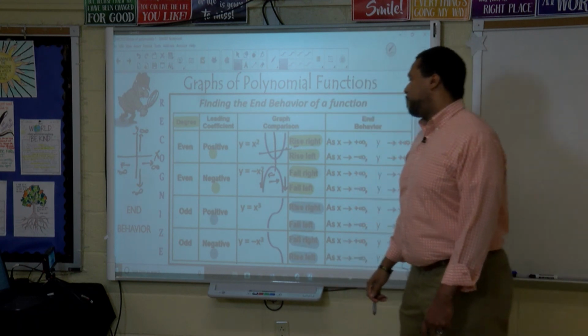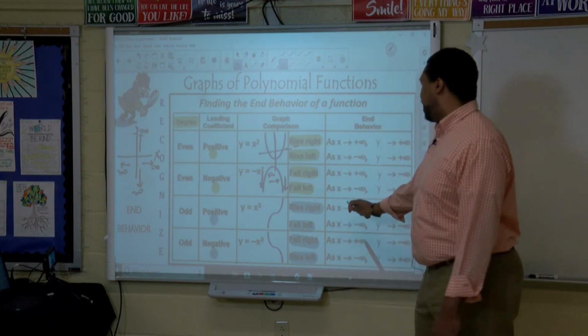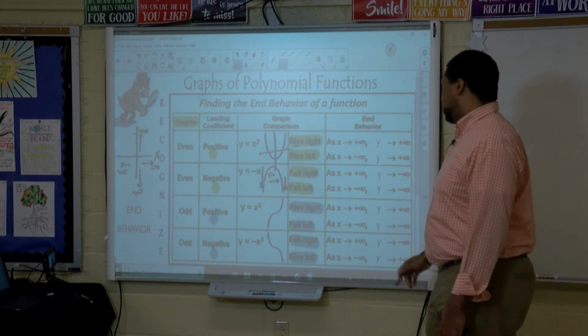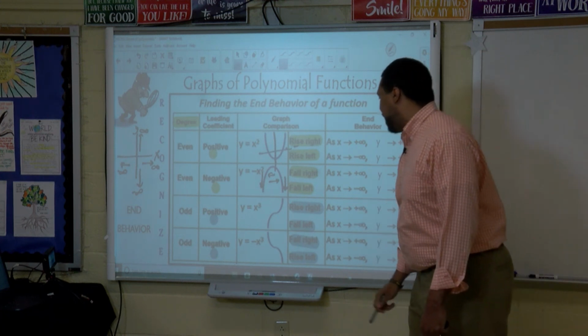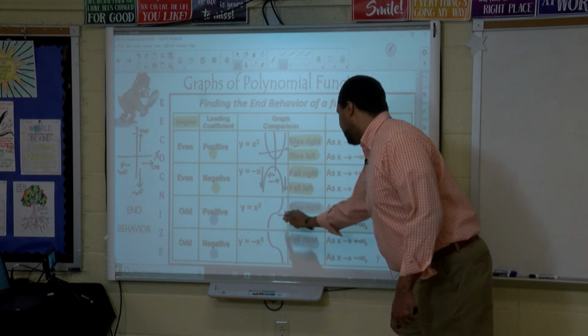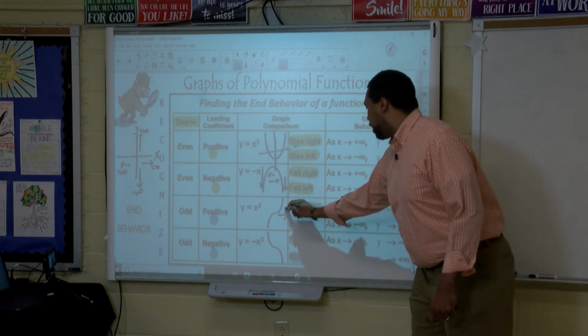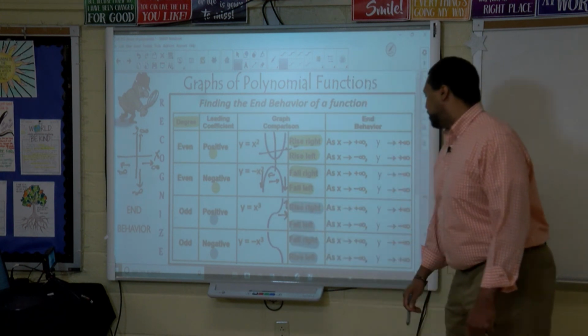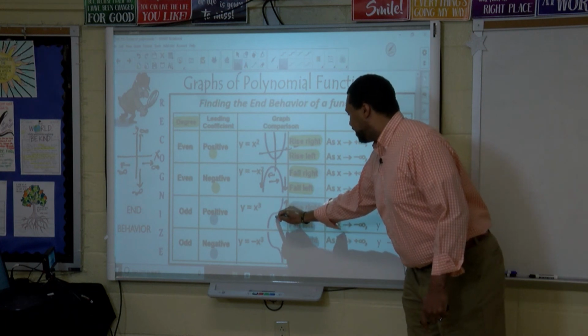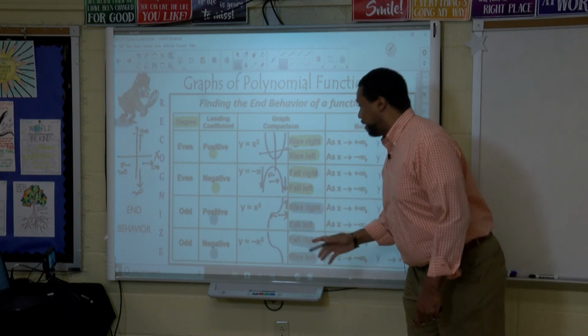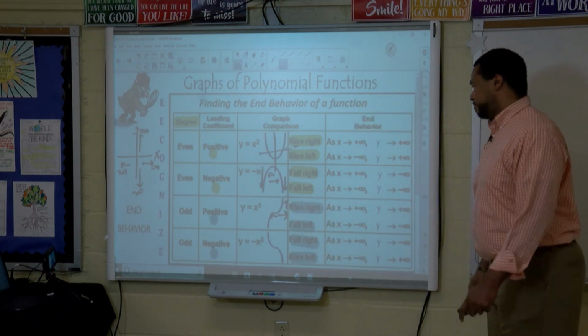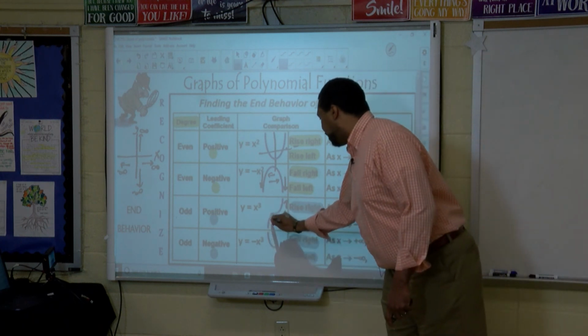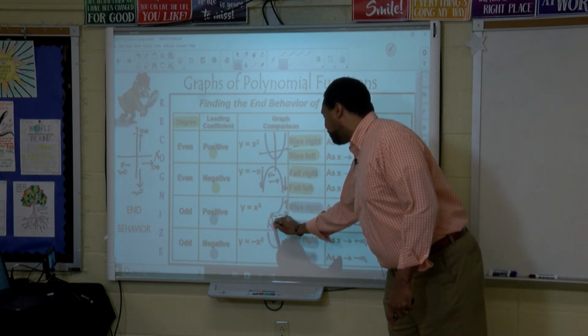Same thing with the odd positive. The characteristic for the end behavior is: as x approaches positive infinity, y approaches positive infinity, and as x approaches negative infinity, meaning we're going in the negative direction for x, we would go in the negative direction for y.